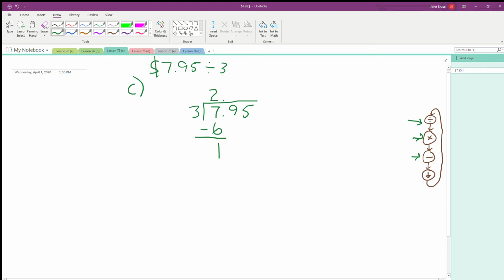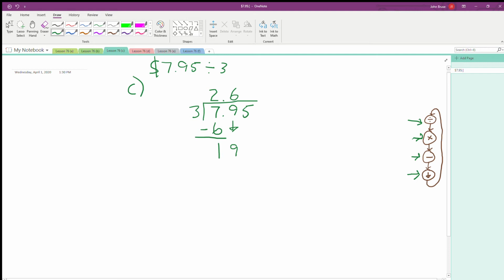And then it says to bring down. So we're going to bring down this 9. Remember, we got this decimal here. You want to make sure that you put the numbers lined up correctly, or it's going to mess up your question. So make sure you do that. So 3 goes into 19 how many times? Well, 3 times 6 is 18, and 3 times 7 is 21, and that's too big. So we're going to go with 6.